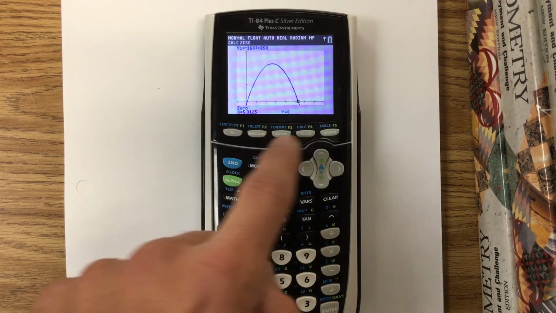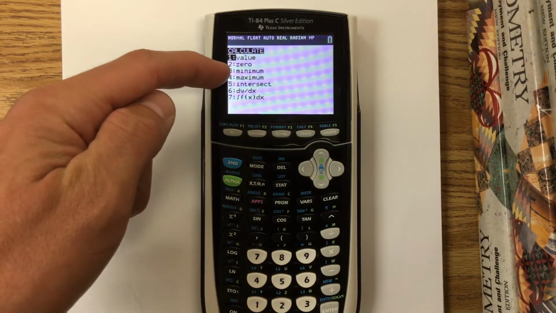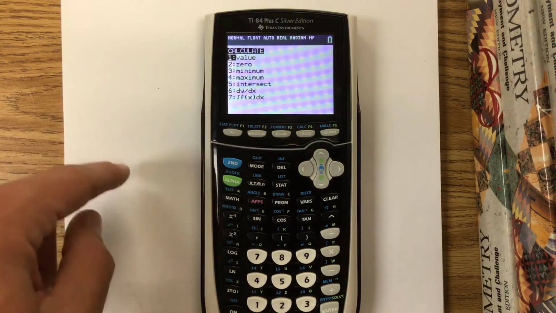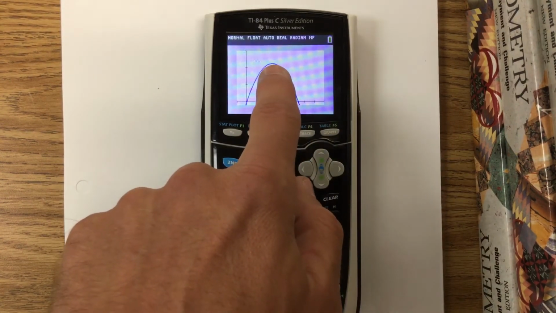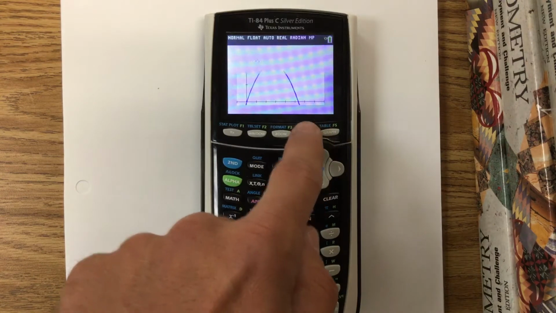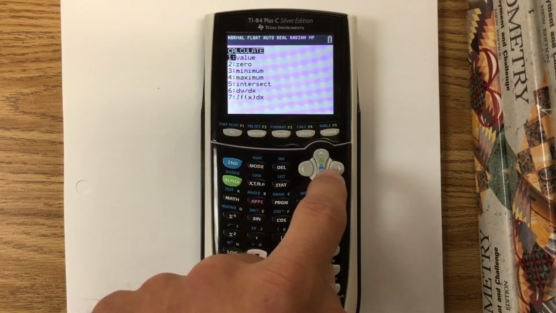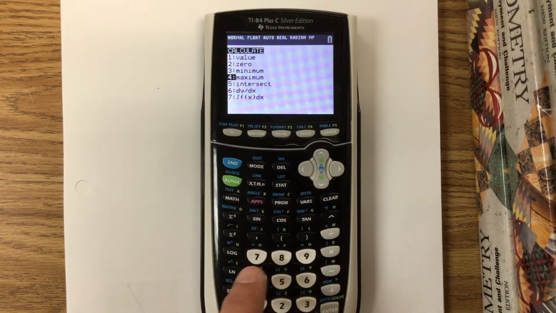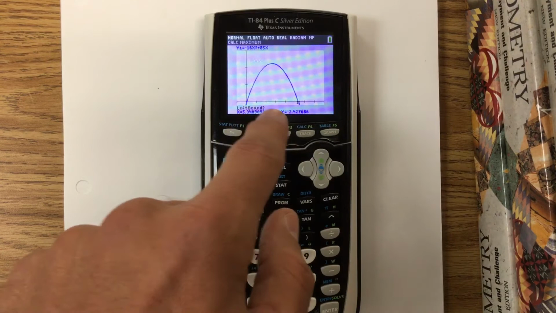Now, when I press second and calculate, it's not gonna say vertex. What this means though, minimum and maximum, that's gonna help us find our vertex. So if I go back to my graph, you can see that my vertex is the highest point, it's the maximum. So I'm gonna press second, trace, get to my calculate option, and I wanna find the maximum value. So I can either scroll down to option 4, or you can just press the number 4, and it's gonna say, once again, a left side and a right side.